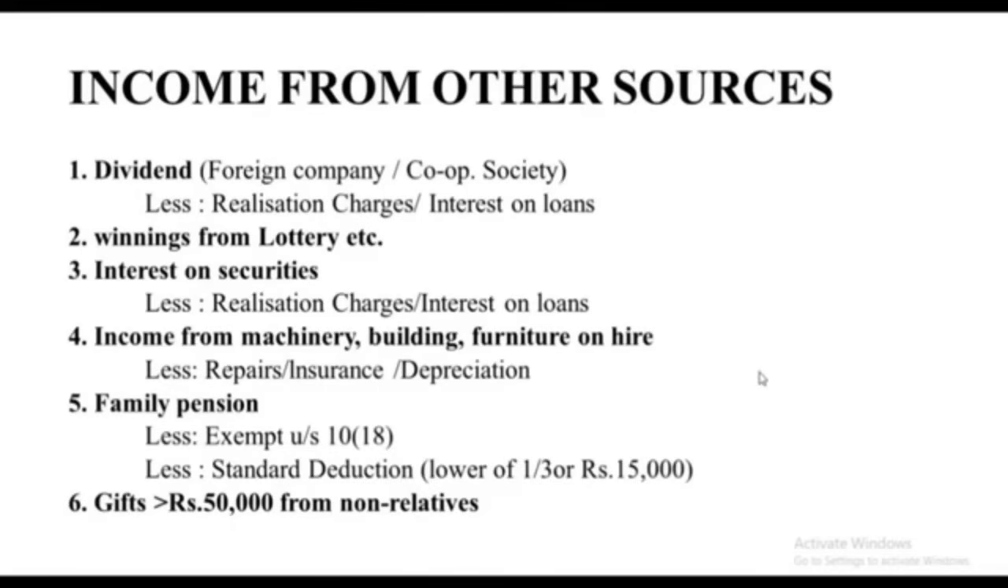These are the various income from other sources that need to be learned. So we have dividend, winnings from lottery, interest on securities, income from machinery, building, furniture, family pension, and gifts which are more than 50,000 from non-relatives. You all can take a screenshot of this.